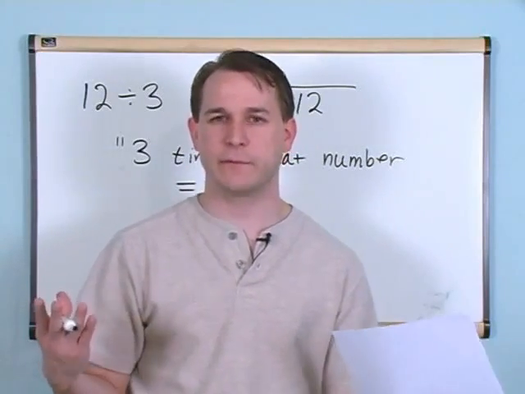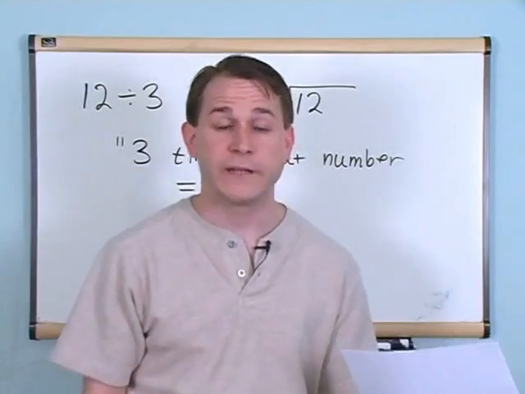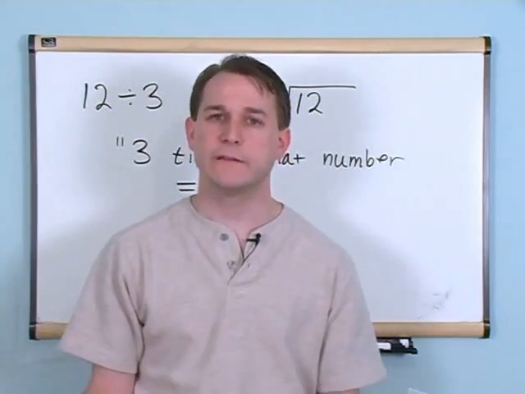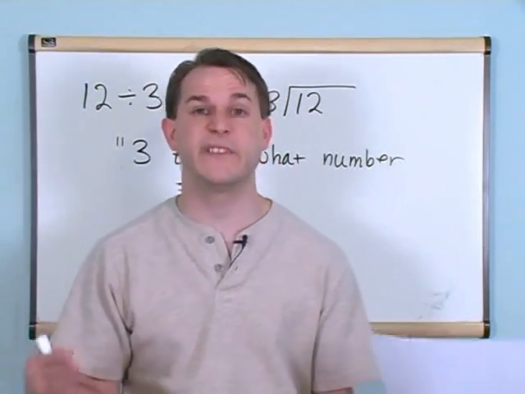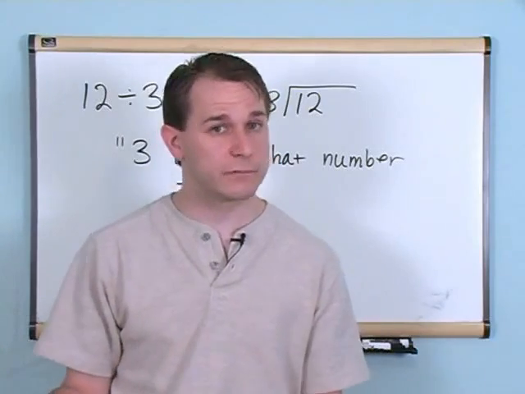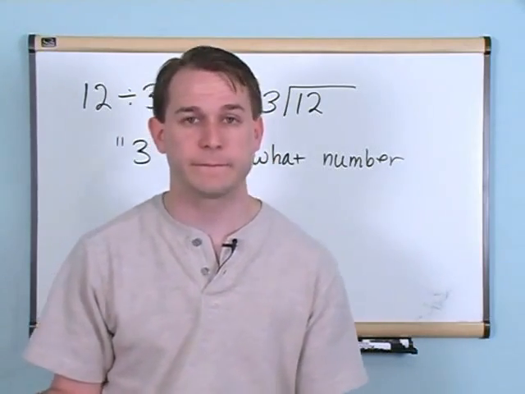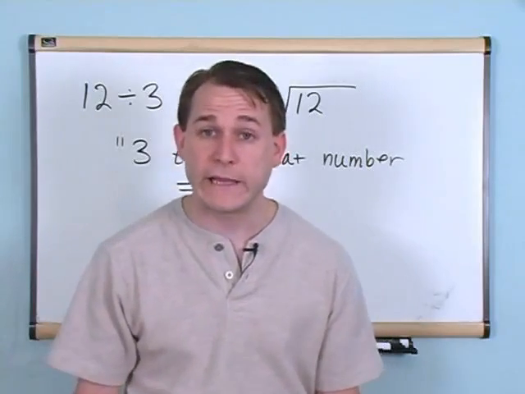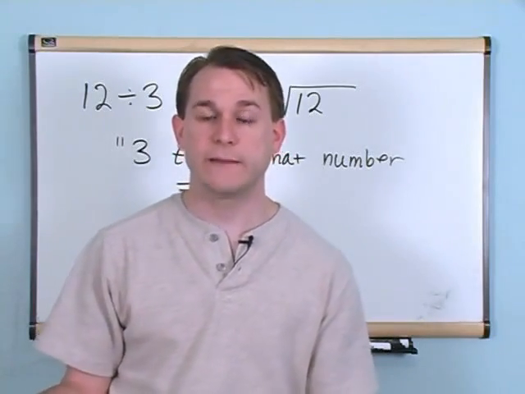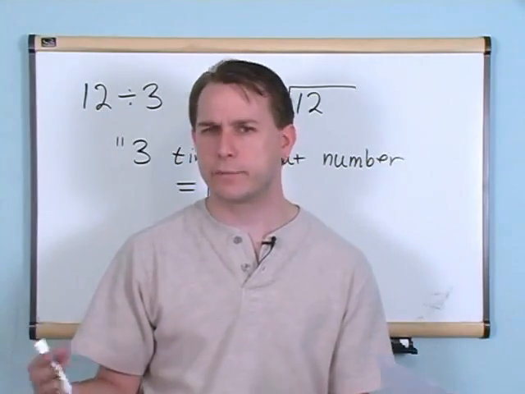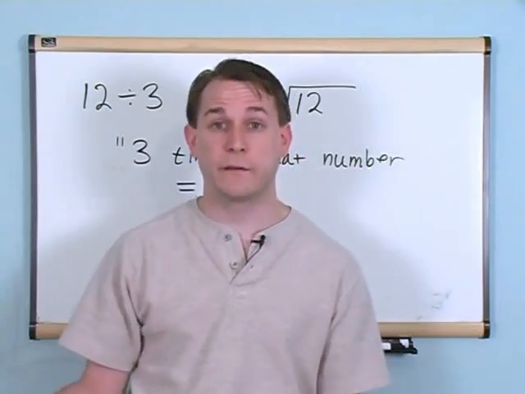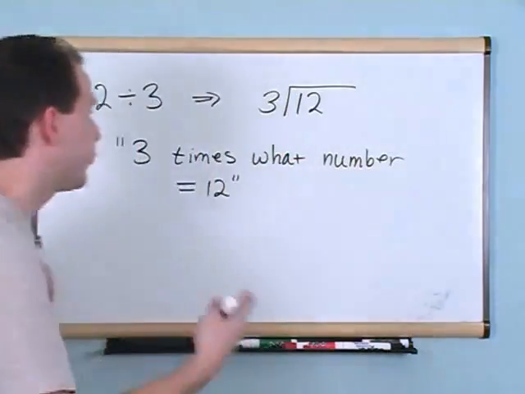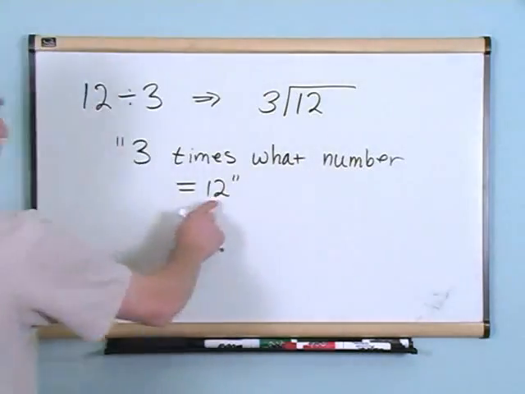So let's go through our times tables. 3 times 1 gives us 3. So that's not right, because I'm looking for 12, right? 3 times 2 gives us 6. Okay, we're getting closer, but we're not there yet. We're looking for 12, okay? 3 times 3 gives us 9, right, from our times tables. And that's not right, because we're looking for 12. 3 times 4 gives us 12. Bingo, we hit the answer.